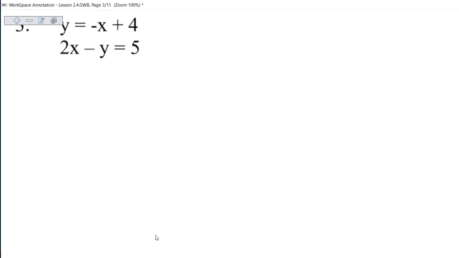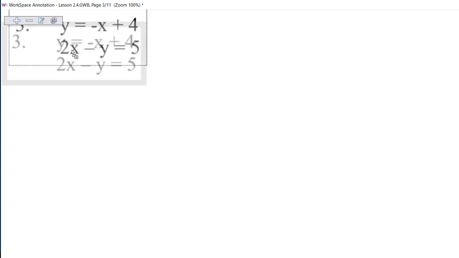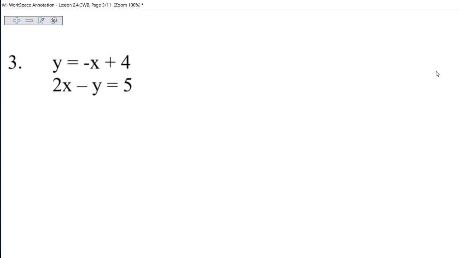Okay, next one, number 3. Now, again, for substitution, we have to have a variable by itself. Do you see a variable by itself? Y. So I want you to circle what y equals. So circle what y equals. Now that's going to go into the bottom equation. Do I draw my arrow to the x or to the y? To the y. Now here I'll have to be careful because there's actually a number in front of this y. What number's in front of it?